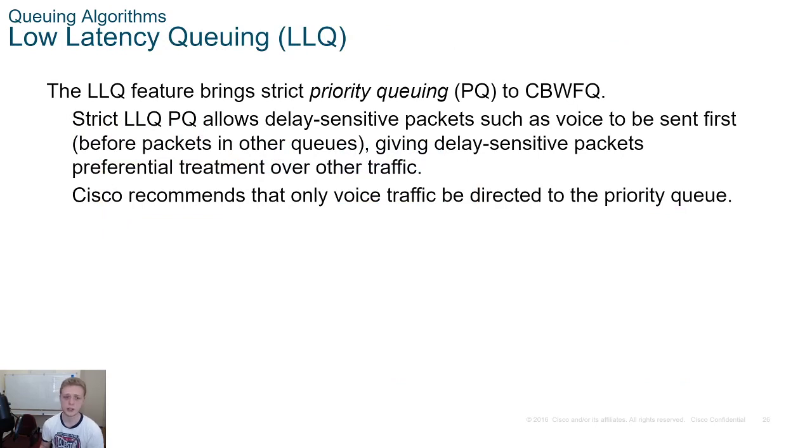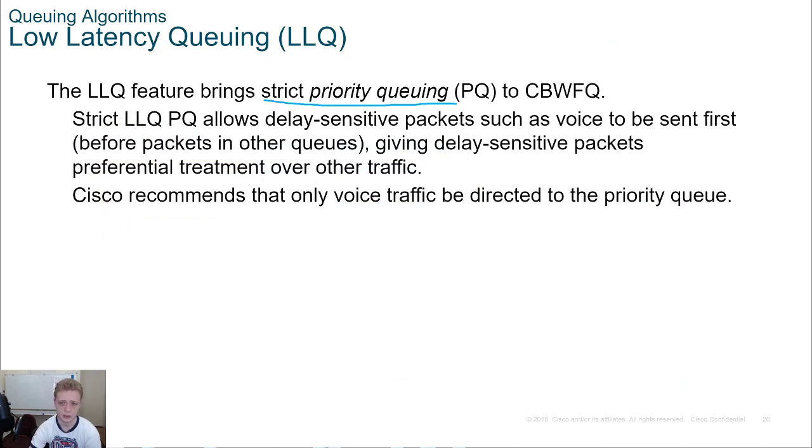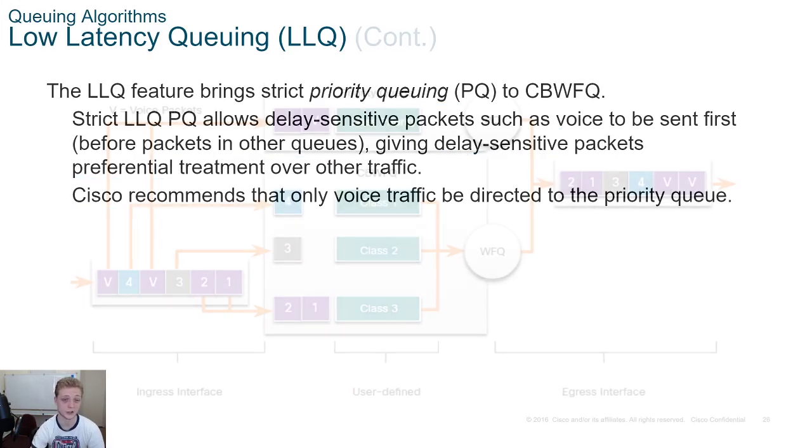Low latency queuing is going to be very, very strict. This is the most complicated of all. So it allows delay sensitive packets such as voice to be sent first before packets in other queues, giving delay sensitive packets preferential treatment over other traffic. Cisco recommends only voice traffic is to be directed to the priority queue. If you direct stuff like video traffic or other bursty types of traffic, you can have some very, very complex issues.